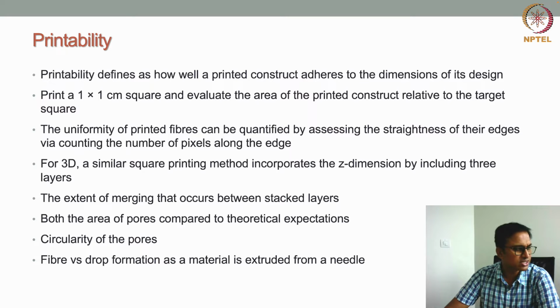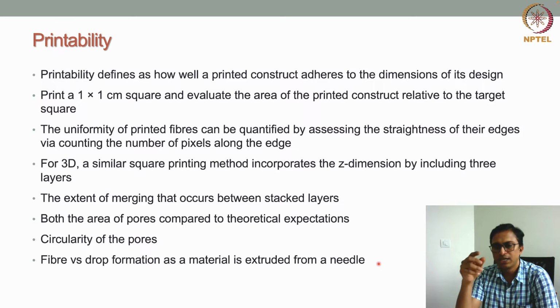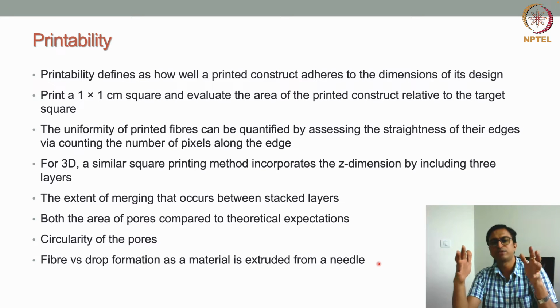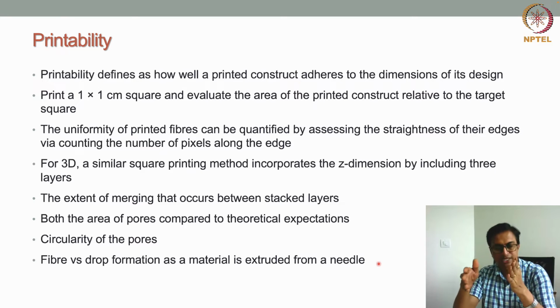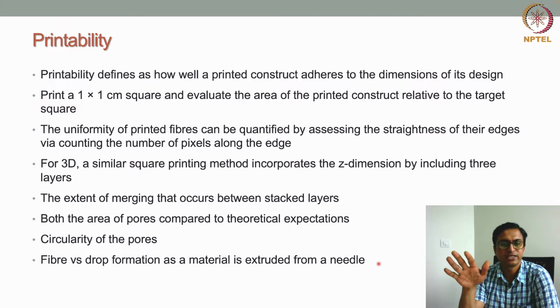Other than this, some of the literature also evaluates, when you are extruding the bioink through the extrusion nozzle at certain pressure, whether there is a drop formation, or a fiber formation, or a widening of the fiber as it comes out of the nozzle. If there is a drop formation, that means it is under extrusion. That means the pressure is not optimum for extruding the material through that nozzle. Now you need to increase the pressure.